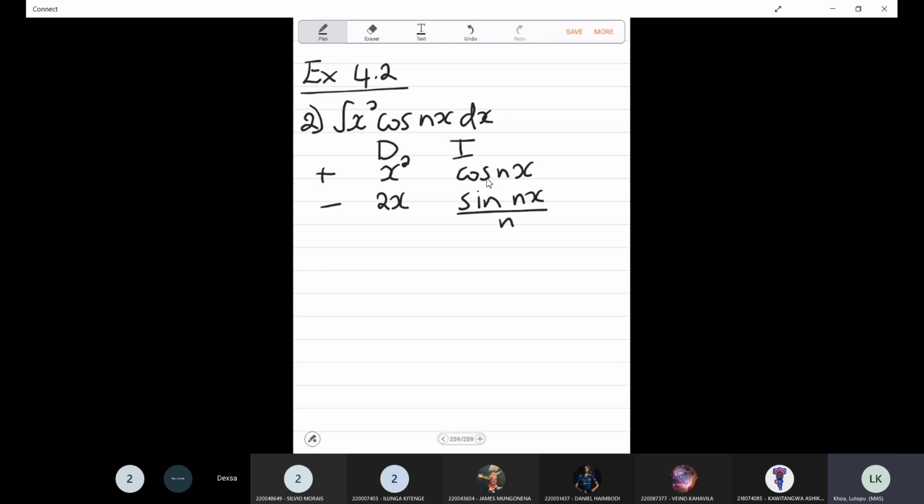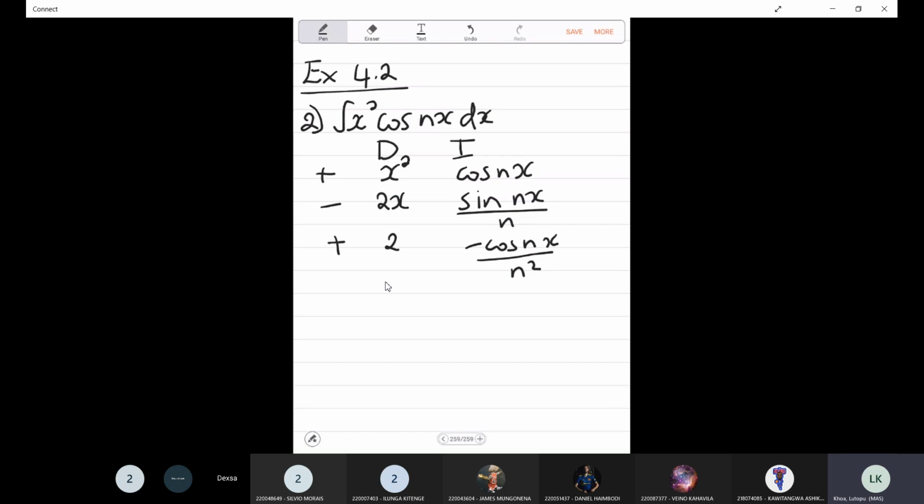Okay, and then this is negative. Then I can differentiate again. I get 2. This is a positive row. And then if I integrate this, the derivative of sine nx is negative cos nx. And then I divide by n again. So in the denominator, I have n squared.